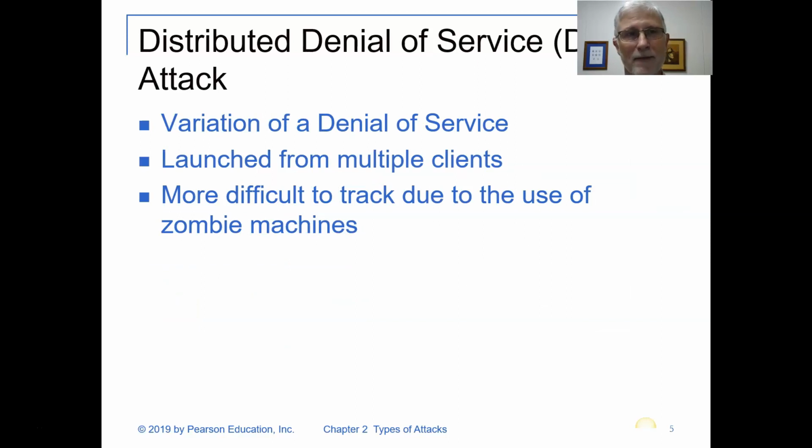Now, a distributed denial of service is still a denial of service, it's a variation, but it's launched from multiple clients. So it's getting 2, 3, 4, a million computers to attack at the same time. It's definitely harder to track because most of the time you're using what they call a zombie machine, a machine that is not you. You've spoofed an IP address, so you can't trace it.